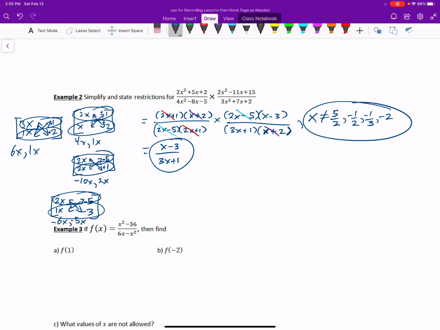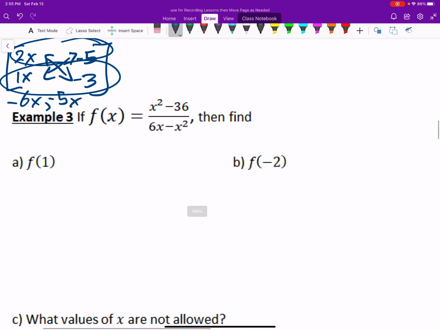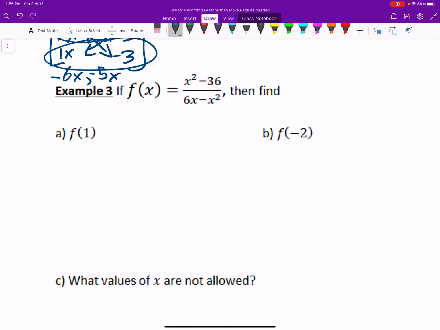So a lot of factoring, a lot of reducing. Don't forget the restrictions. But if you take your time and think it through carefully and make sure you follow the rules of math, it all works out.